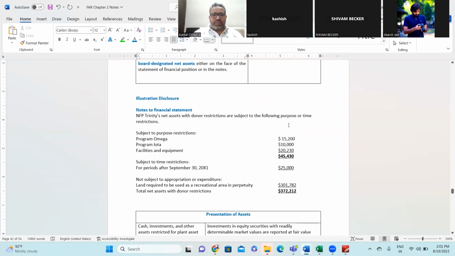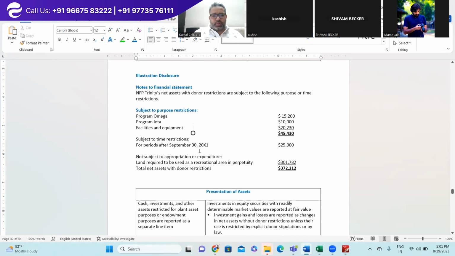Right, let's do an illustration. So notes to financial statement. So NFP, net assets with donor restriction are subject to the following purpose or time restriction. Subject to purpose restriction, they have given, right? So that is program Omega, program Alta.